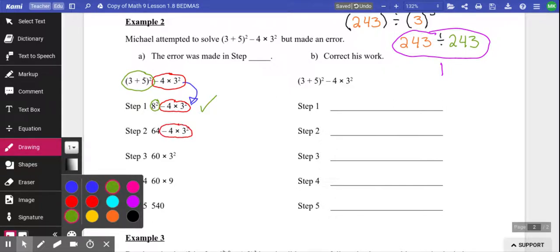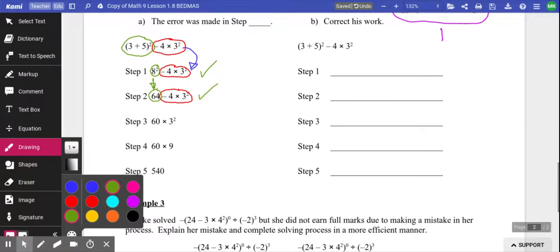And again, this has changed. Instead of putting 8 squared, they got 64. If I was doing BEDMAS, I would have calculated the exponents next, which is 8 squared. If I put it in my calculator, 8 squared is 64. That means that's a correct step.